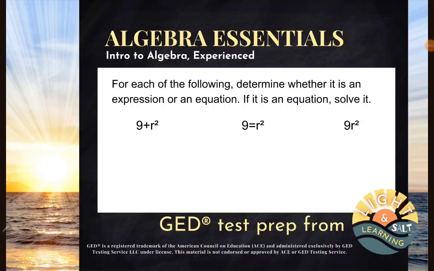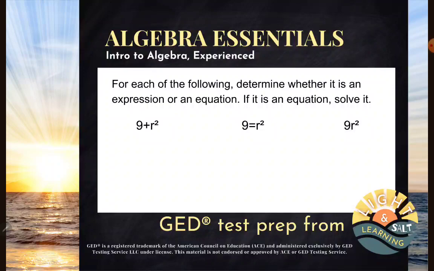Hello, algebra students. One of the things you have to be really good at when you're doing algebra is knowing when it's possible to solve and when it's not. And as we talked about, that's all about whether we have an expression or we have an equation. So let's take a look at these examples. It says for each of the following, determine whether it is an expression or an equation. If it is an equation, solve it.